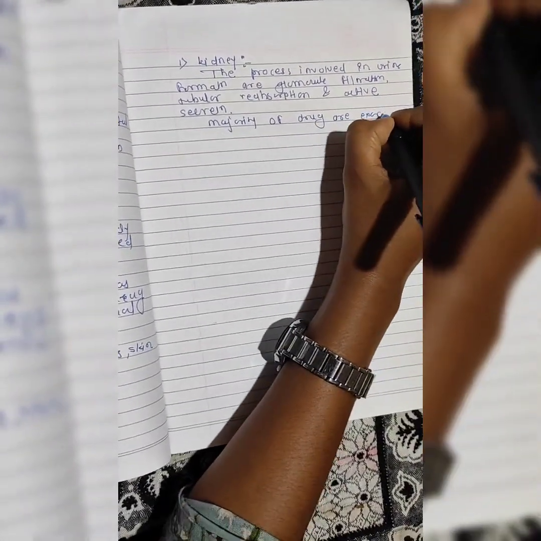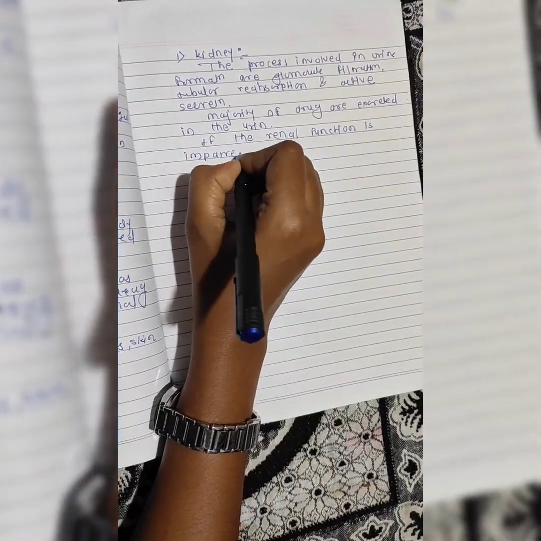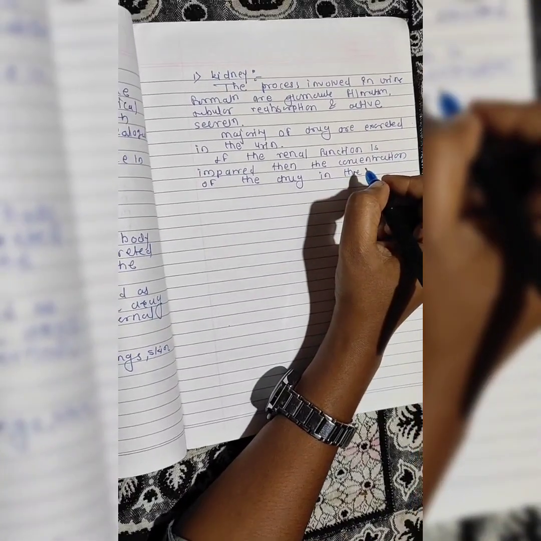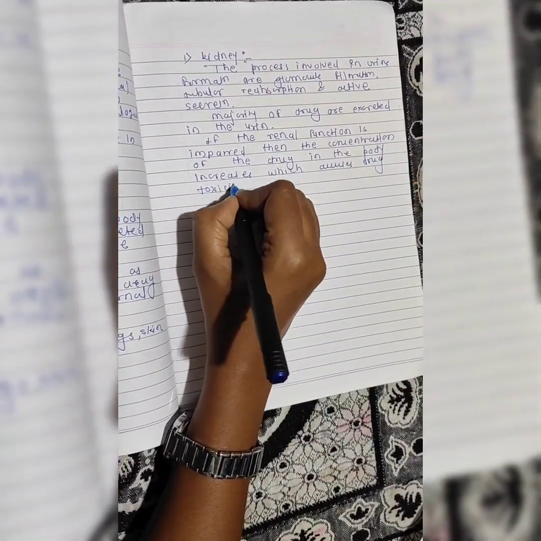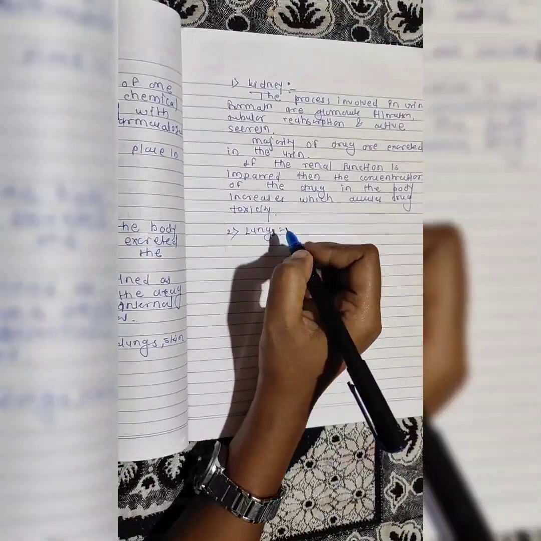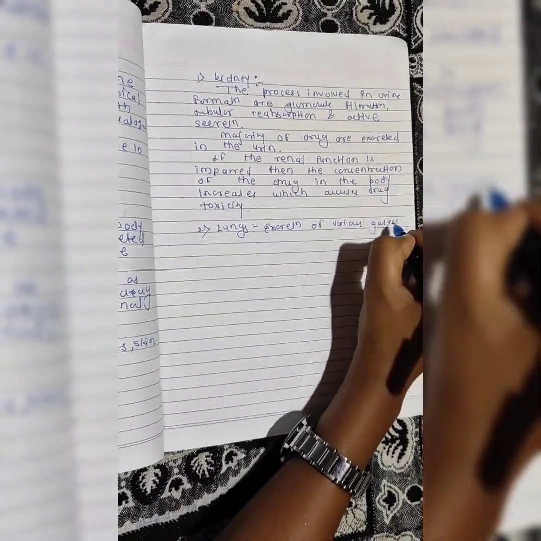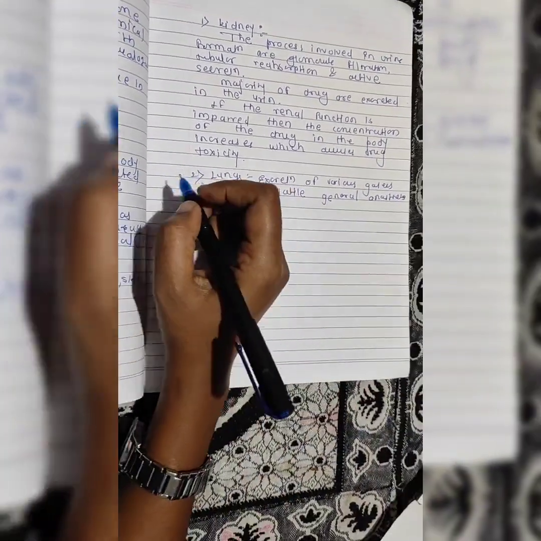Kidney. The processes involved in urine formation are glomerular filtration, tubular reabsorption and active secretion. The majority of drugs are excreted in the urine. If the renal function is impaired, then the concentration of the drug in the body increases, which causes drug toxicity. So, the kidney plays an important role in the excretion of the drug.